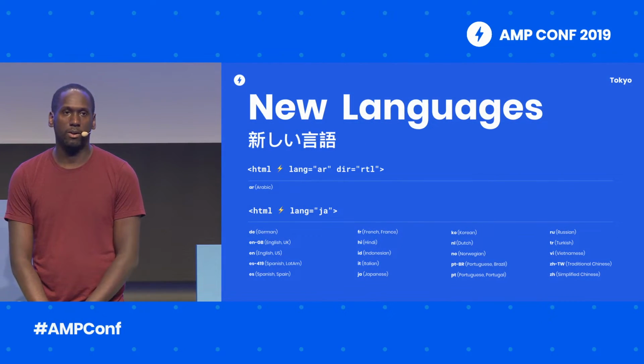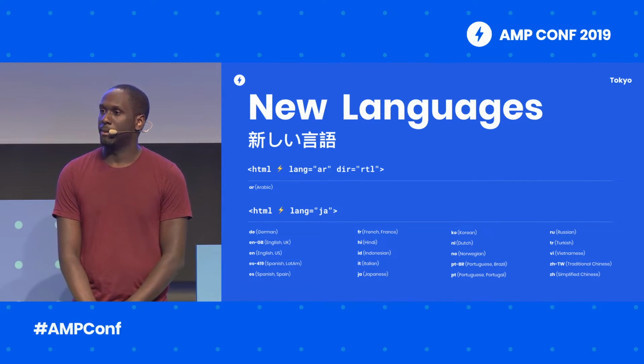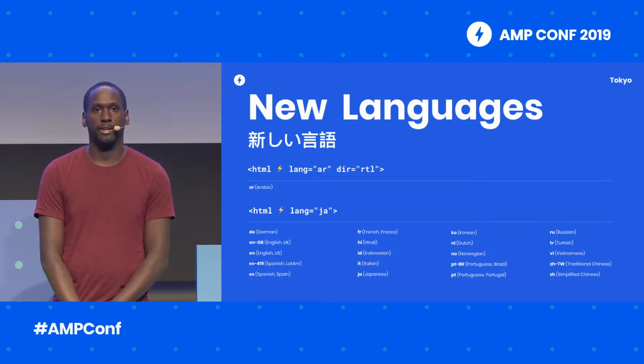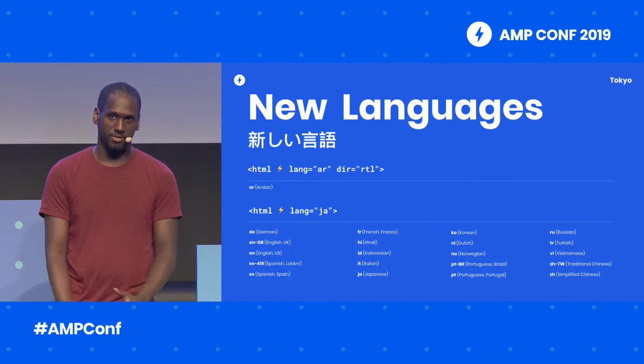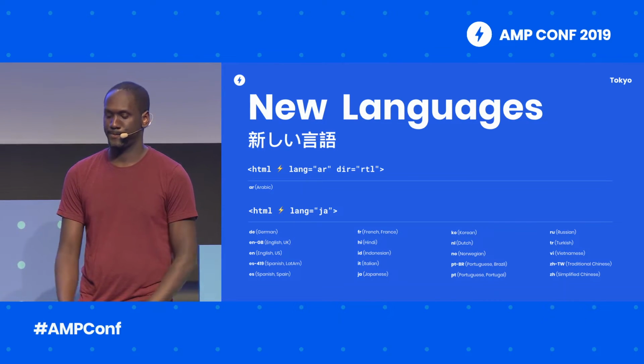To use new languages, you can simply set the lang attribute on the HTML tag of the document with your story to the locale code for the language you would like to use. And if you want to enable right-to-left support, then you can set the dir, which stands for direction, attribute of the HTML tag to RTL.